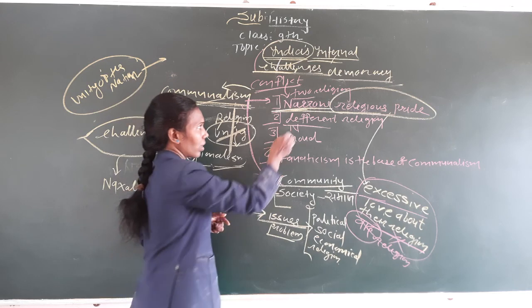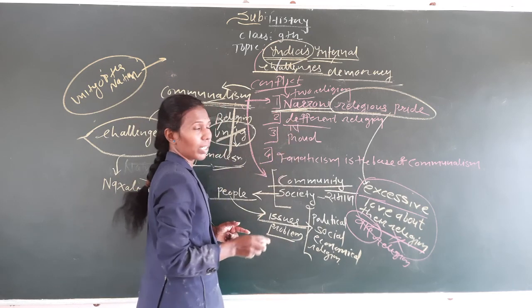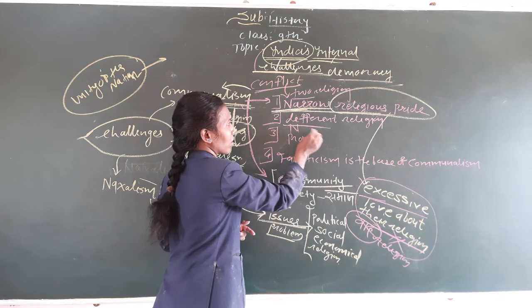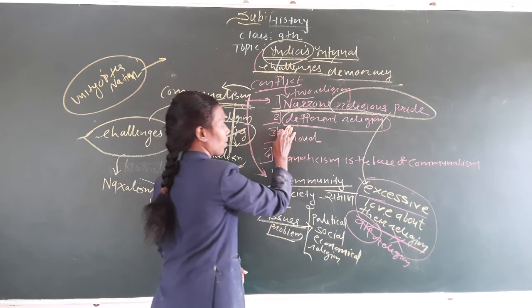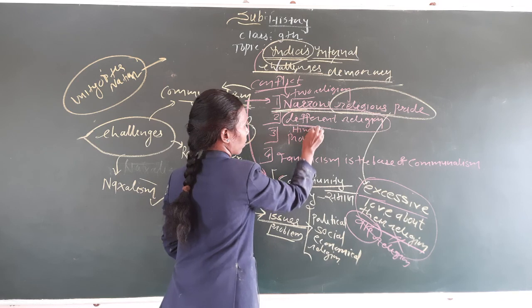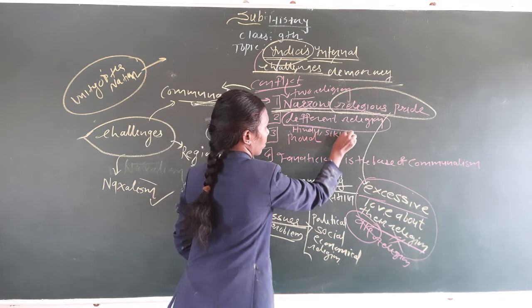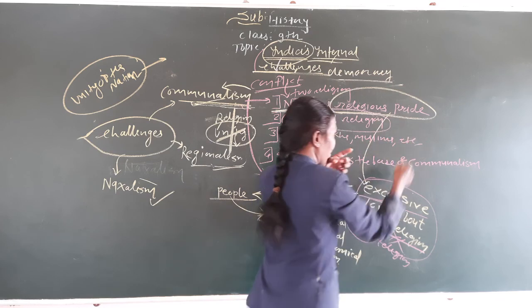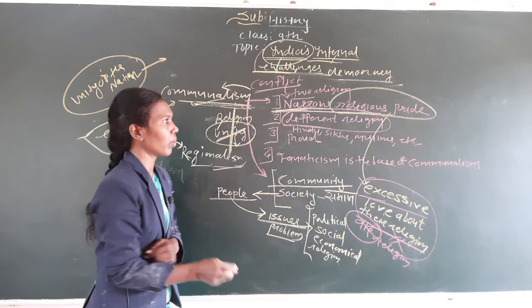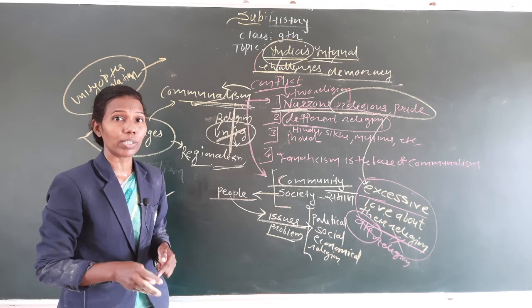Is it clear? So according to that, there are different types of religion. When there are different types of religion, we have to respect each and every religion. For example, if it is Hindu, if it is Sikh, if it is Muslim, etc., we have to provide respect to each and every religion.